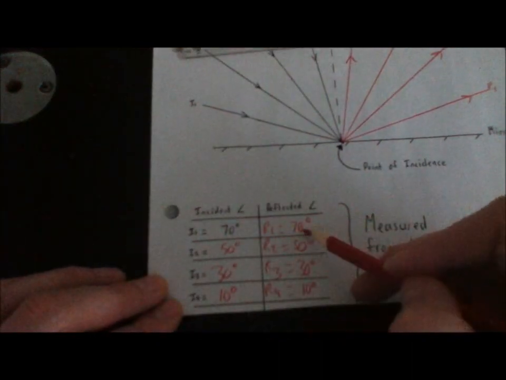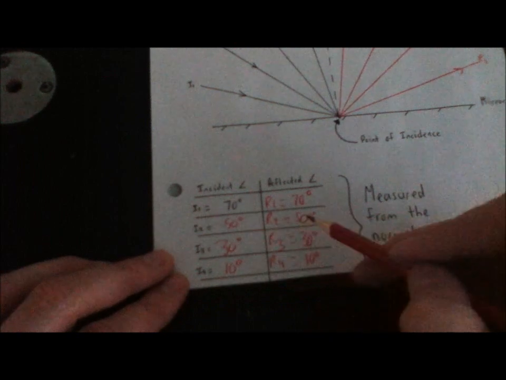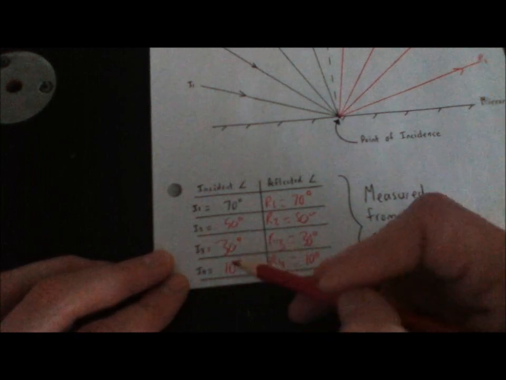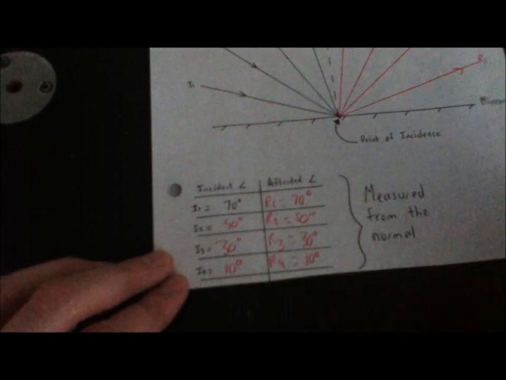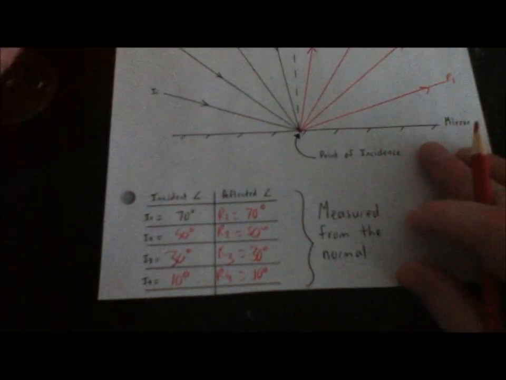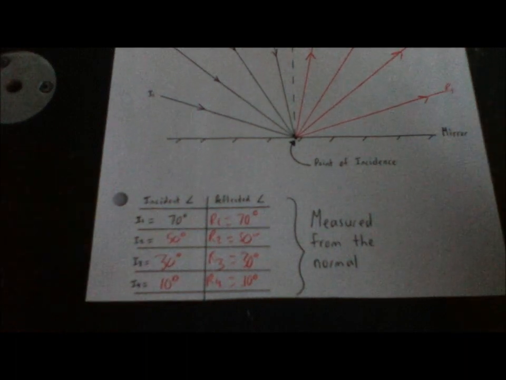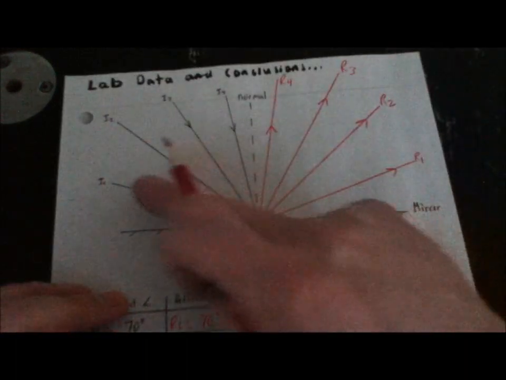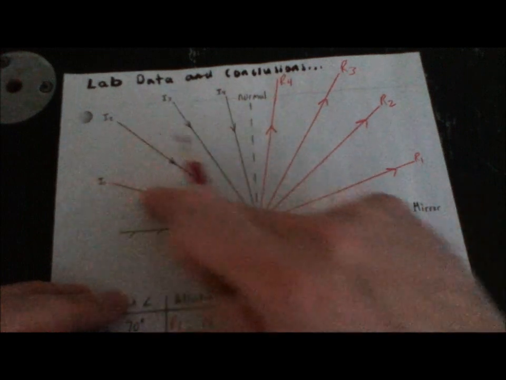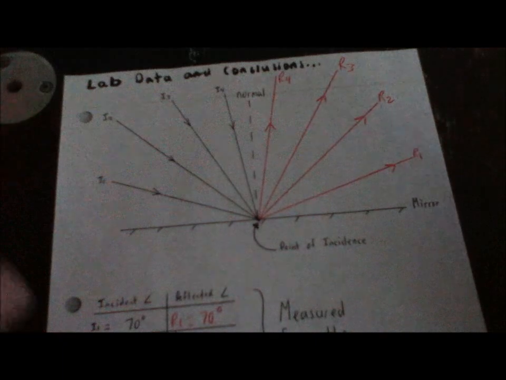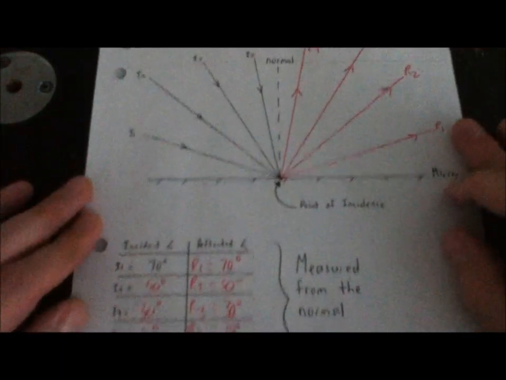And there we go. So we can see that incident 70 produces reflected 70. Incident 50 produces 50 reflected. Incident 30 produces 30 reflected. Incident 10 produces 10 reflected. And that's really an illustration of the first law of reflection, that the angle of incidence always equals the angle of reflection. So the angle here of this incident ray is the same angle of the reflected ray from the normal, and the same thing is true for the other reflected rays. Okay?